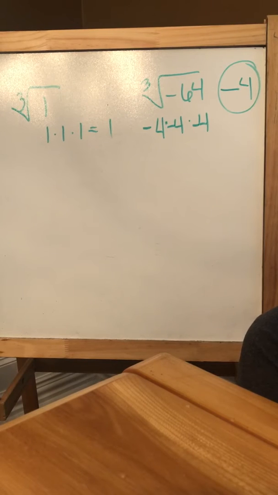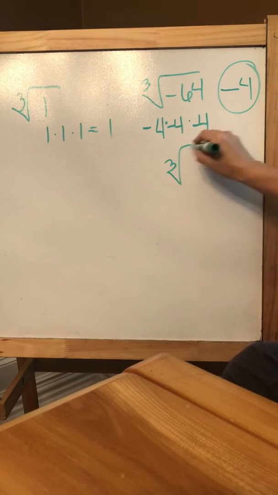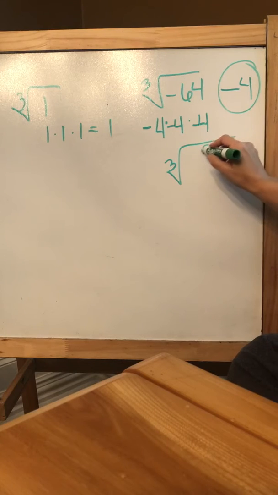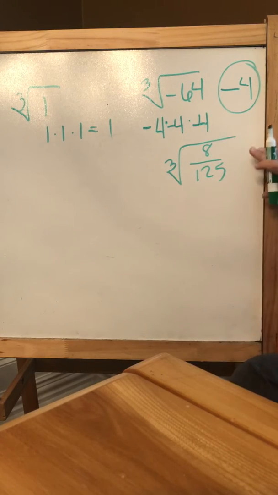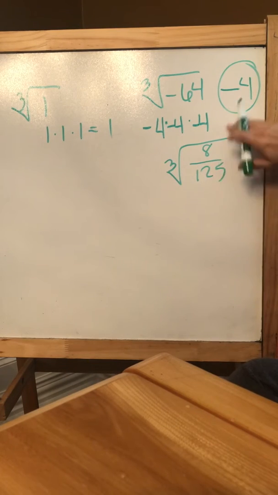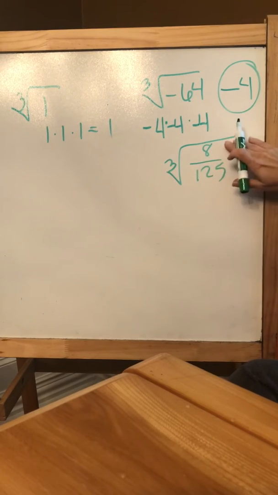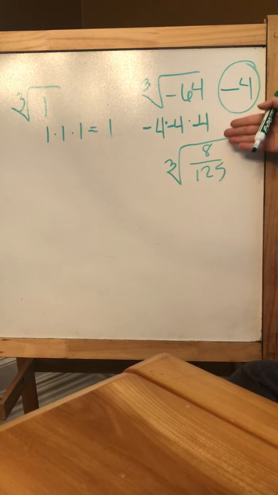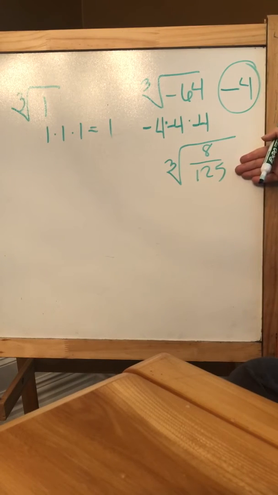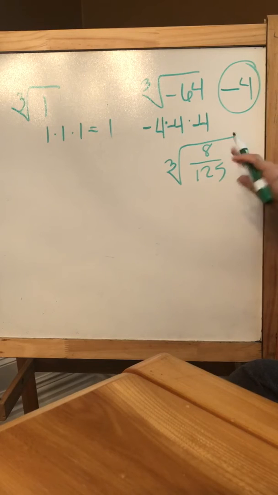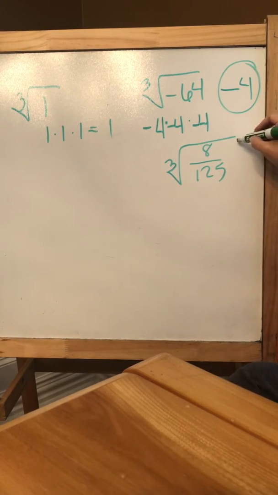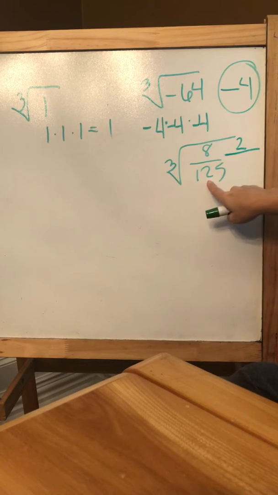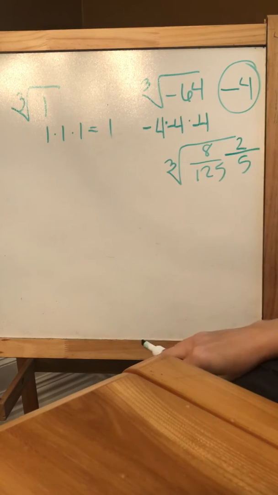We have the cube root of 8 over 125. So this is similar to doing the square root where you had fractions, where we said square root of whatever was on top over square root of whatever was on bottom. We're going to do the same concept here. So what's the cube root of 8? 2 times 2 times 2. Okay. What's the cube root of 125? 5 times 5 times 5. So your answer is 2/5.